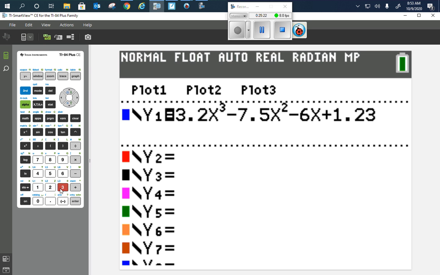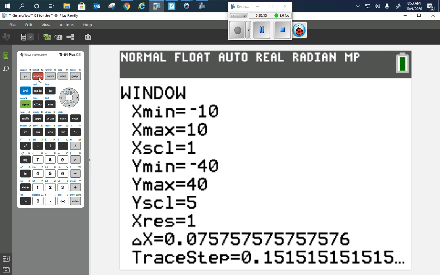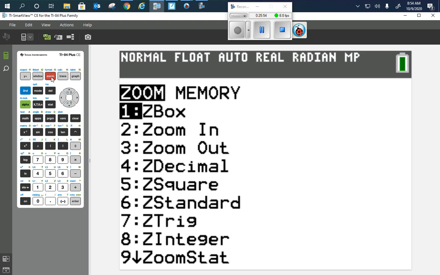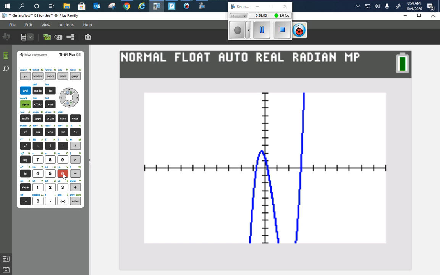Now we need to talk about window and you being in control of it. If you get into window up here, this is you taking control and typing in what you want. So the smallest X value is -10, the biggest X value is 10, and the scale, meaning what my tick marks are counting by, the X scale, is 1. We want you to always just use a 10 by 10 window. They have a shortcut for that. If you just hit zoom and standard, which is 6, a zoom standard window is always a 10 by 10 counting by 1.